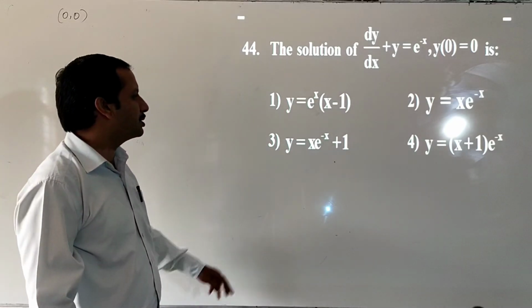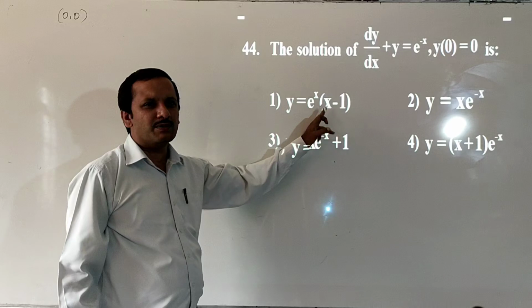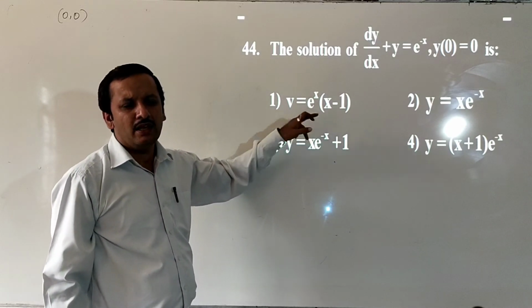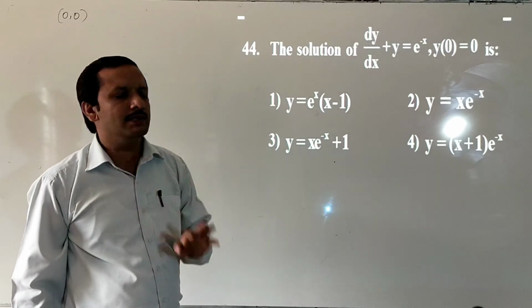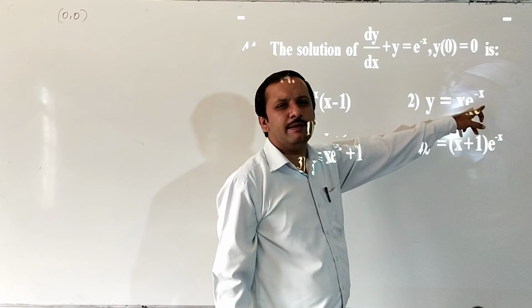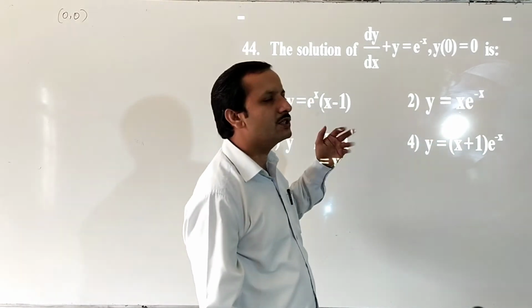Okay, look at the first option. If I put x as 0, there is 1, 0 minus 1 is minus 1. So you are going to get y equal to minus 1. So this cannot be the answer. When x equal to 0, we should get y equal to 0. Here if I substitute x as 0, 0 into e power 0, 0 into 1, that is 0. So this option may be the right answer. First option is ruled out.